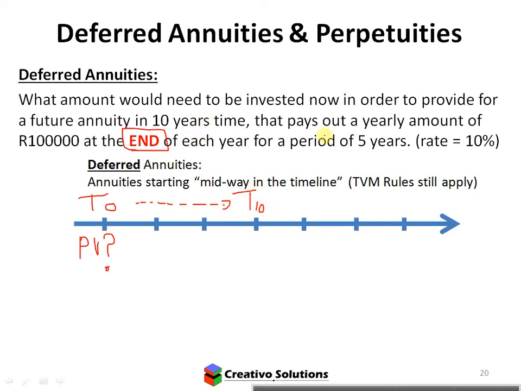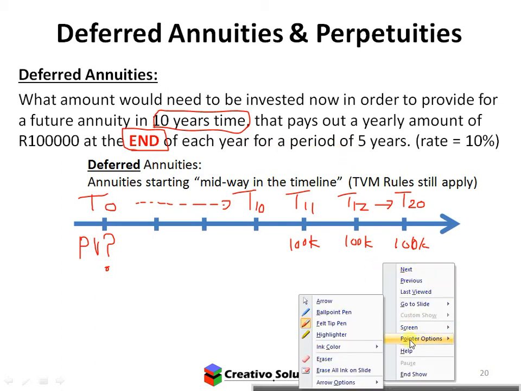Okay, what happens at time 10? That pays out a yearly amount of 100,000 at the end of each year. So T11 would be the first 100,000, then T12 all the way through to T20. Ten years' time. So the annuity will run for 10 years: 100,000, 100,000, 100,000 all the way up until T20. For a period of 5 years.